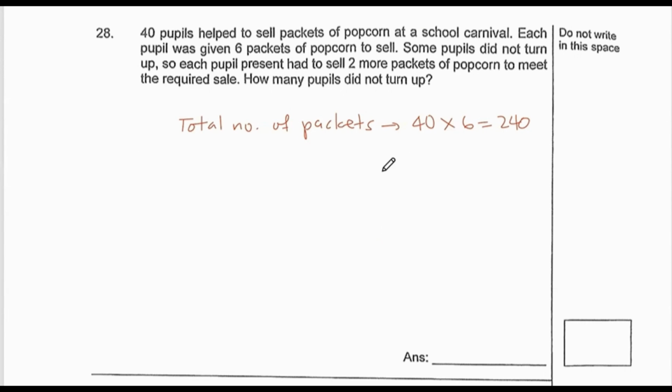So because there were some that did not turn up, right? The rest of it has to be redistributed. So in the end, each of them would be 2 more. So at first it's 6, then 2 more, it becomes 8. So everyone has to sell 8. So how many were there? Number of pupils in the end.